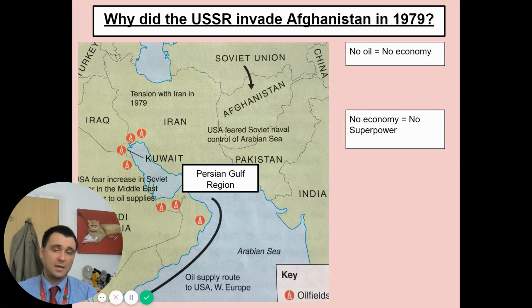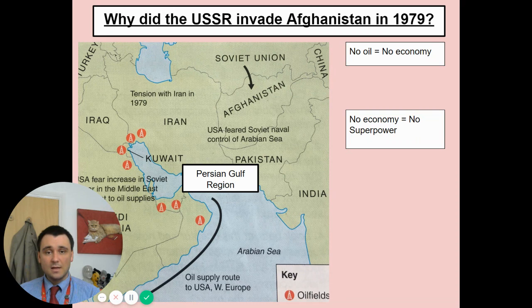They had no way of making money. It would shut the country down. Well, if those oil fields went, that would mean no economy. That would mean America wasn't a superpower anymore. And America were very much aware of the idea that if the Soviet Union invaded Afghanistan, they could use that as a stepping stone.